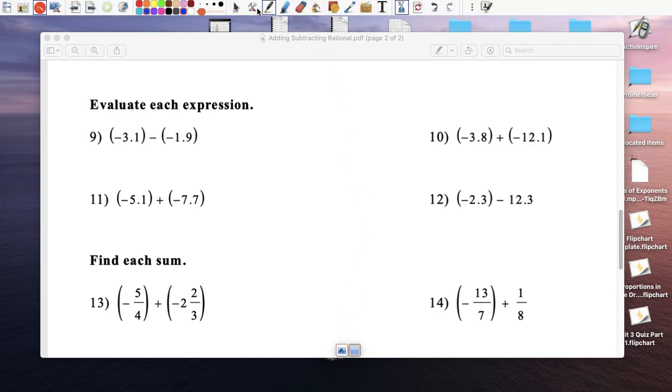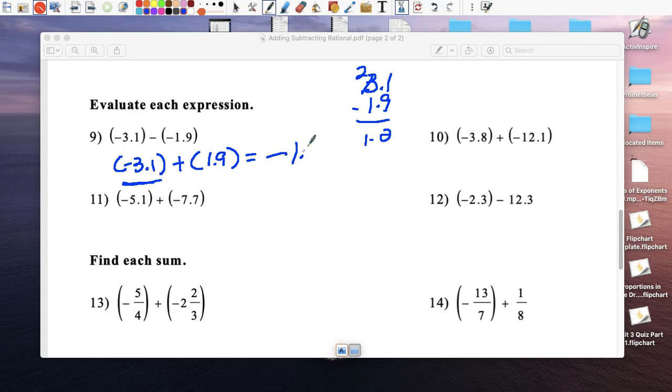Evaluate each expression. So again, I want to change it. You can put the parentheses there. Nothing stops me from it. It just protects my number. So it's a negative plus a positive. Notice that this has a greater absolute value, so I know it's going to be negative. And then we subtract the 2. So 11 minus 9 is 2, and then this is negative 1.2.